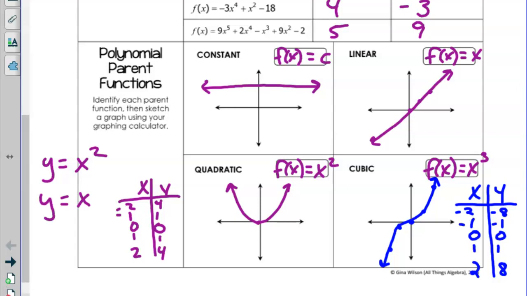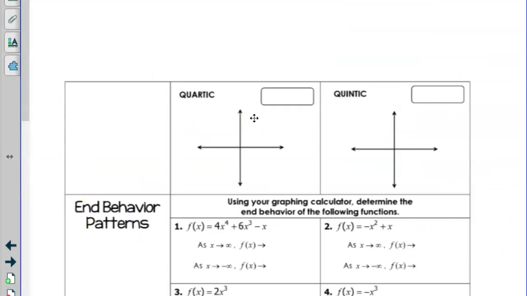Let's go ahead and do quartic and quintic on the next page. We're in the notes. Here's the notes would be the parent function for the quartic. So we're going to do f of x.